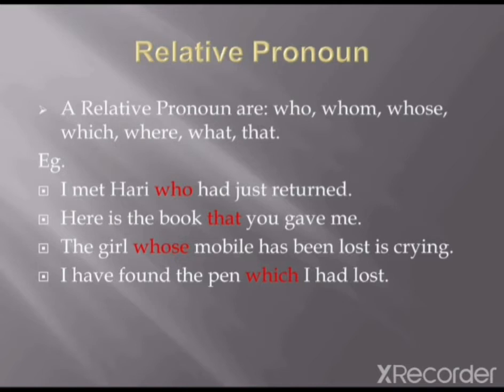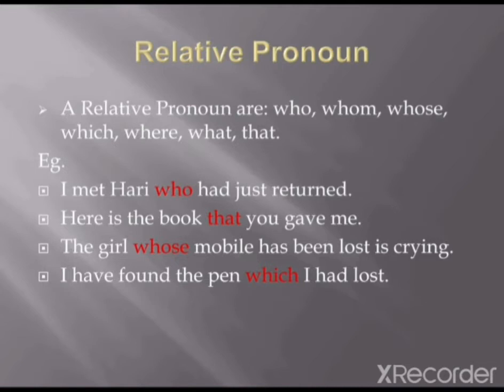Now, relative pronouns are like who, whom, whose, which, where, what, that. These are relative pronouns. Example: I met Hari, who had just returned. Here in this sentence, the relative pronoun who, you can see in red, is used for Hari. It also joins two sentences together as well. If we break the sentence, we find it has two sentences. One is I met Hari and another Hari had just returned. And these two small sentences are joined by the relative pronoun who.